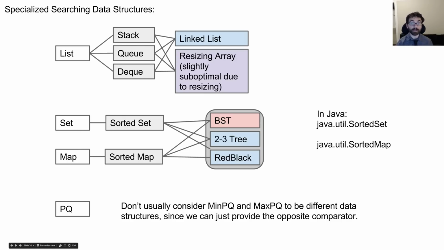Same deal with sets and maps. You can have sorted sets or sorted maps. In Java, they're actually interfaces, or maybe they're abstract classes, I don't actually remember, called sorted set and sorted map. And I'll mention that with priority queue, you could have a minimum oriented and a maximum oriented priority queue, but typically we don't actually consider those distinctions since we can always just provide the opposite comparator. So if we want to find the most harmonious thing someone wrote, we could just give a comparator which does the opposite of the unharmoniousness comparator.